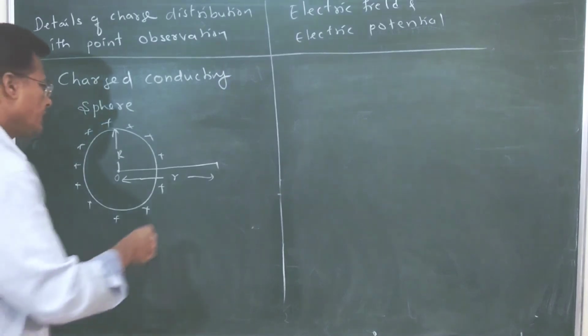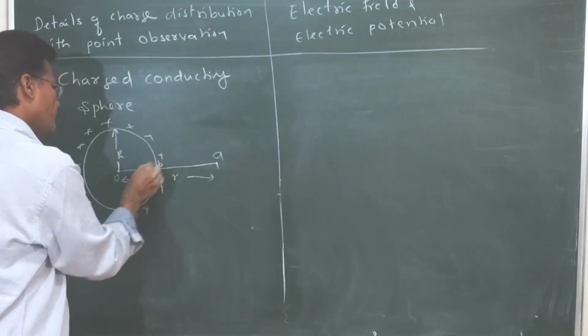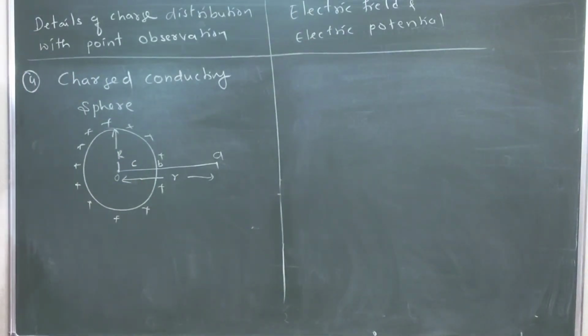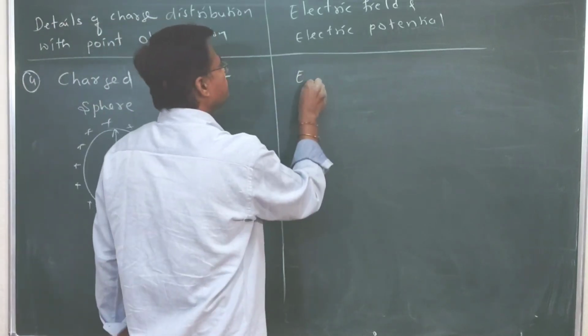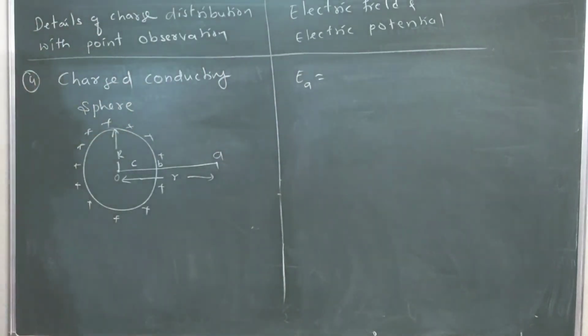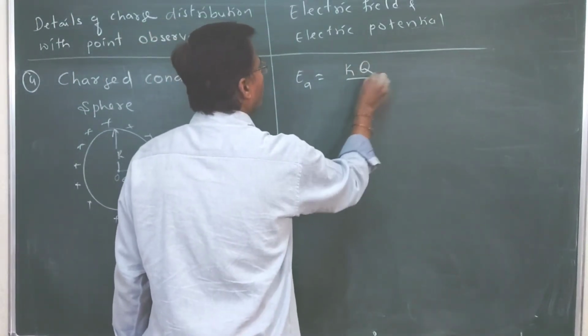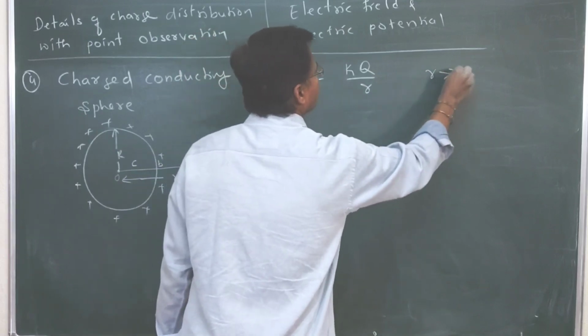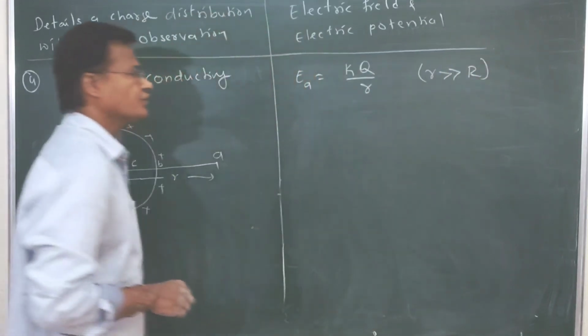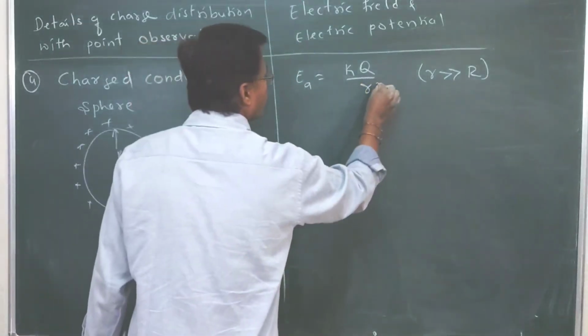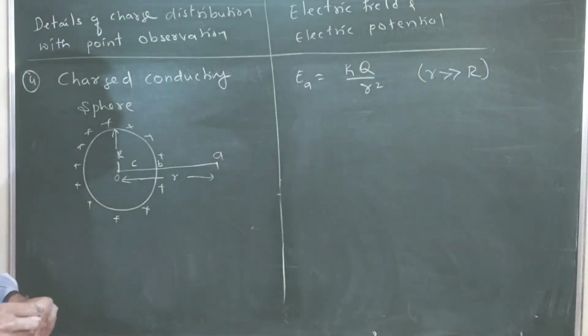There are three points we can take. A is outside the sphere, B is on the sphere, C is inside the sphere. We are going to understand the electric field and also the potential. At A, the electric field outside the sphere, where r is much greater than capital R, is E equals KQ divided by r square.